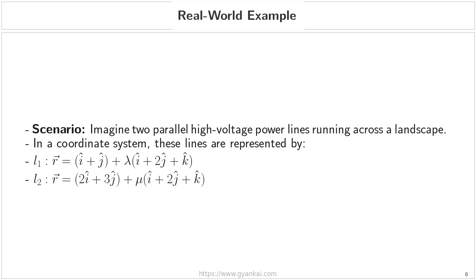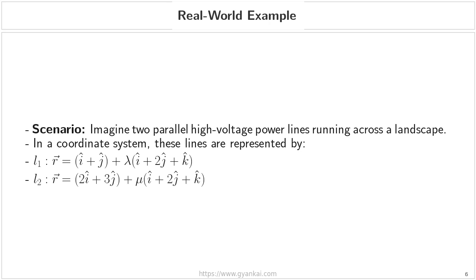The first line, L1, is represented by the vector equation r equals i plus j, plus lambda times the quantity i plus 2j plus k. The second line, L2, is represented by the vector equation r equals 2i plus 3j, plus mu times the quantity i plus 2j plus k.